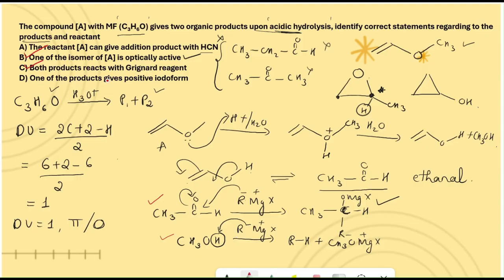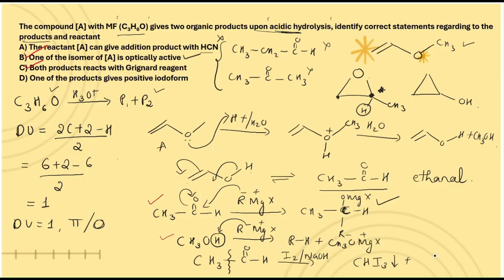Now, one of the products gives a positive iodoform reaction. The products are acetaldehyde and methanol. Let's check now. What is the iodoform reaction? Whenever we have a methyl carbonyl compound, where the carbonyl can be an aldehyde or ketone, and it is treated with iodine and NaOH, the methyl which is attached to the carbonyl will form iodoform, which is a yellow precipitate.